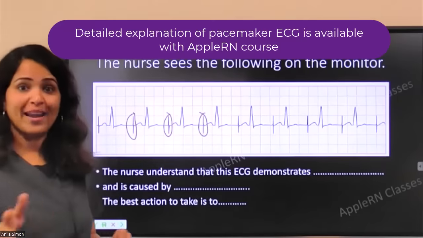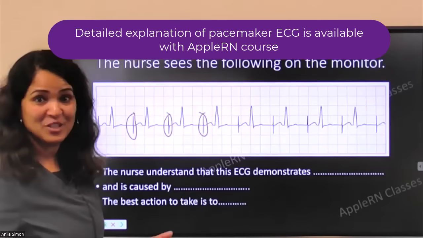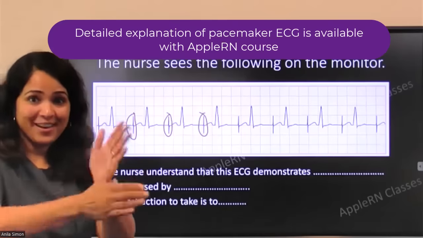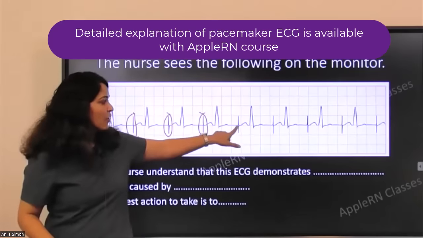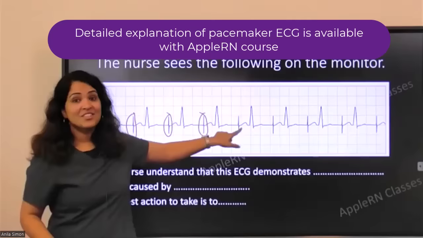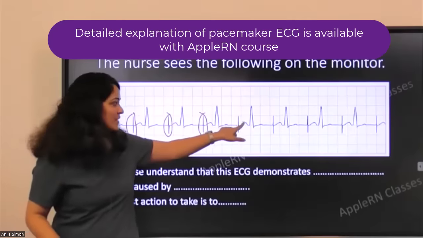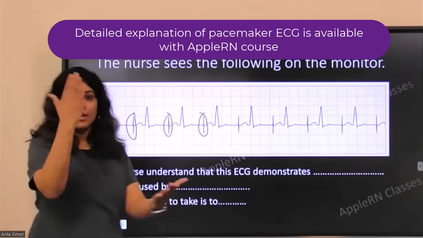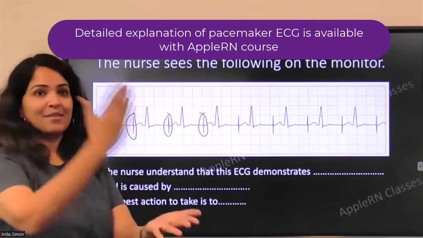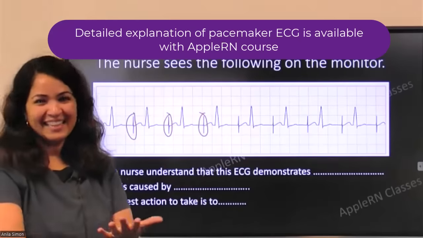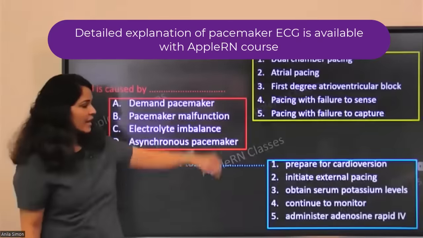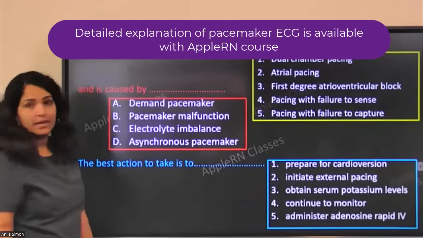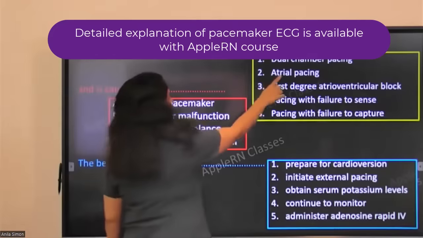So there is no failure to capture or failure to sense or anything like that, because it's going really good, right? Every time it's there. And it's always before the P wave. So it's an atrial pacing because it's always before the P wave. The pacing, then the P wave starts. Pacing, then the P wave starts, right? So this is atrial pacing, and that's why we can select that as our answer. We can select, say, it's atrial pacing.